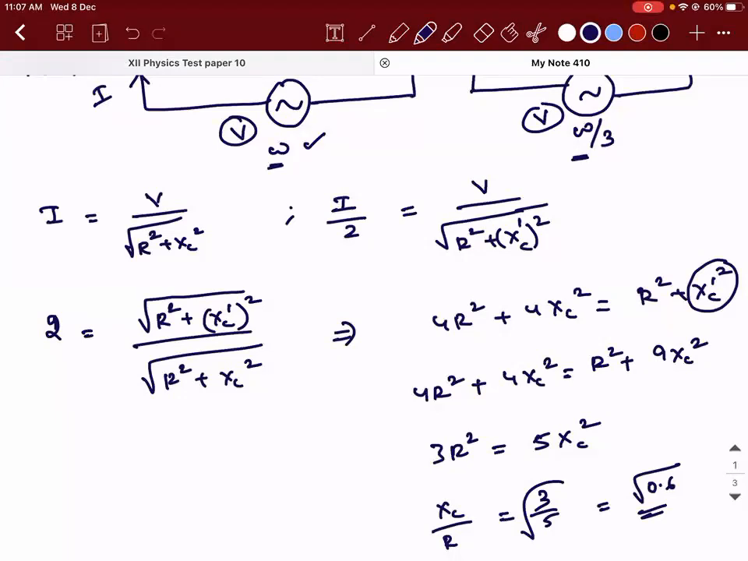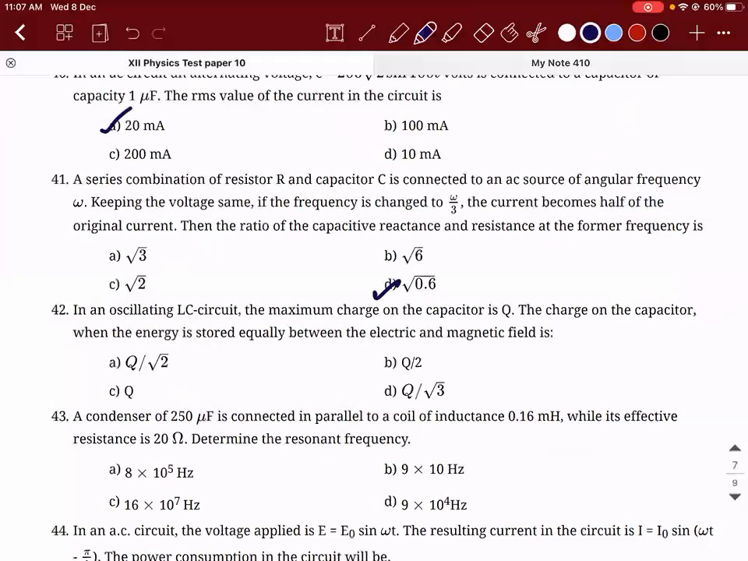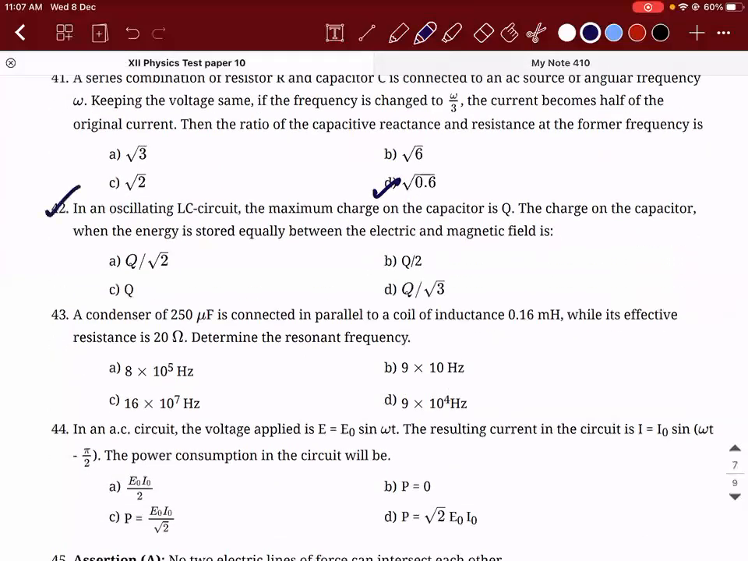Right? Yes, sir. Okay. Shall I proceed? Yes, sir. Okay. 42nd. In an oscillating LC circuit, the maximum charge on the capacitor is Q. The charge on the capacitor when the energy is stored equally between the electric and the magnetic fields. So what is the energy stored in the electric field? It is Q square divided by 2C.